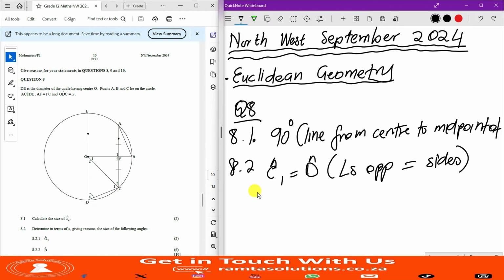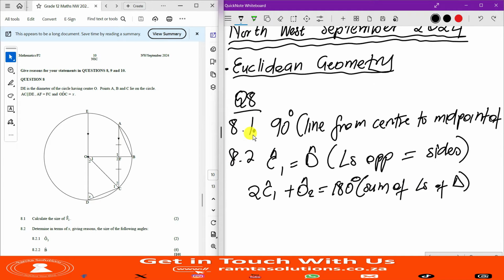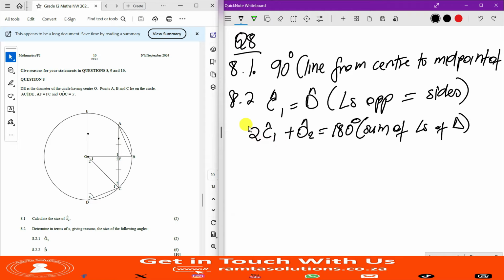All right. Therefore, we can say angle C1 plus angle D plus angle O2 is equal to 180 degrees. What's the reason? Sum of interior angles of a triangle. Right? So sum of angles of a triangle. So we know that angle C1 is x. Therefore, this means angle O2 is 180 degrees minus 2x. And then we are done.